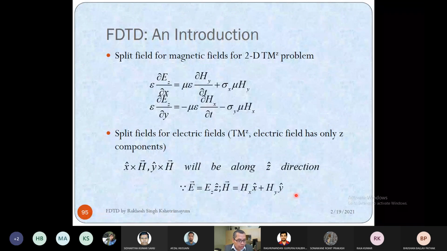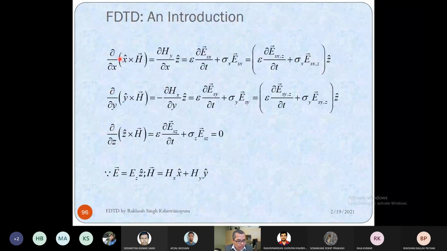So now you do the split electric fields. What do you get? Del by del X of X cross H is basically del Hy with del X. Then right hand side, after putting Sx is equal to 1 minus j sigma X divided by omega epsilon, you can simplify it. Similarly here also you can do it. So finally, electric field will have only Z component, magnetic field will have Hx and Hy component. You can solve it from this equation.